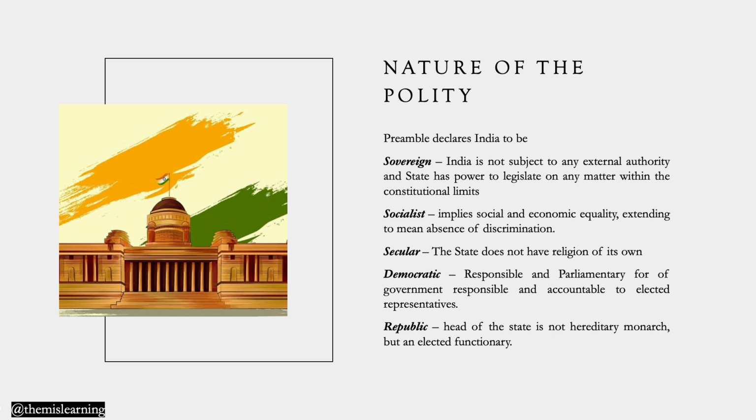If we say that the Constitution of India, through its preamble, is giving the direction to India to be a democratic country, it means that we are talking about a responsible and parliamentary form of government, which is responsible and accountable to the elected representatives, which is the legislature. India is also envisaged to be a republic, which means the head of the state is not a hereditary monarch, but would be an elected functionary.